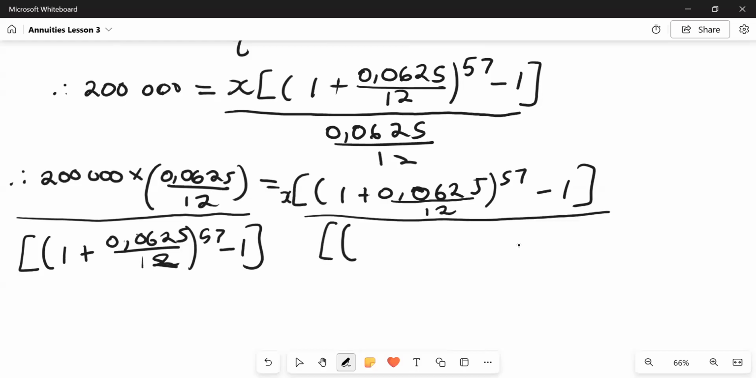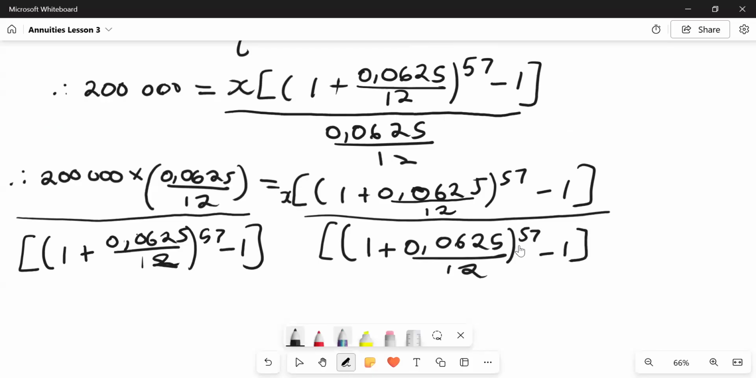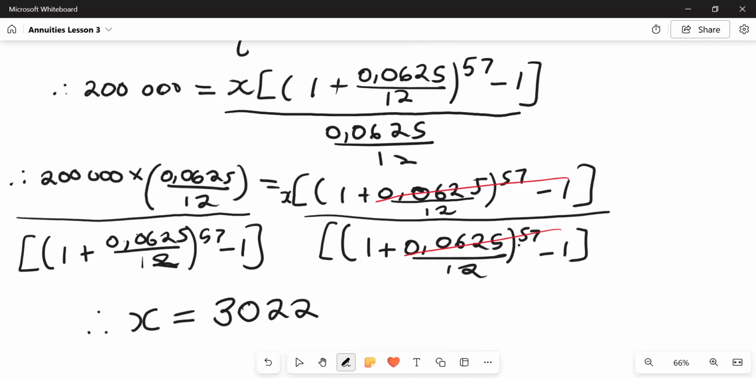So obviously here you apply your algebra. Here you apply your algebra. Just make sure that you don't make any mistake when it comes to algebra. So from here, we cancel both sides. And then we can see, therefore, your x is equal to 3022. Correct.